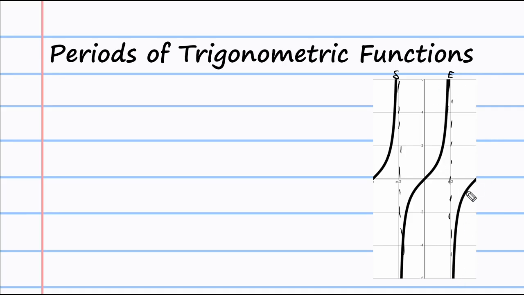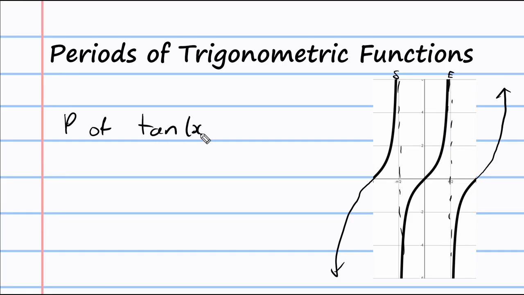You see that's going back up. I haven't included this in the screenshot, but it's going to go up just like that. And this one will just go down just like that. So we can see that the period in this case is just pi. It's not 2 pi, unlike sine of x and cosine of x. So p of tangent x is just pi, because that's how long it takes to finish one cycle.